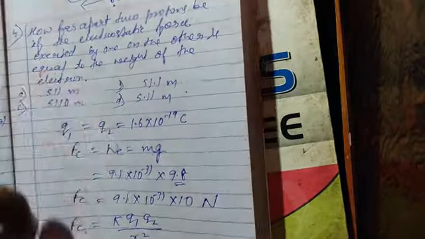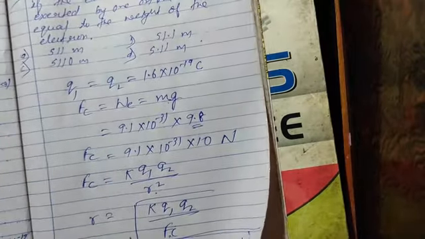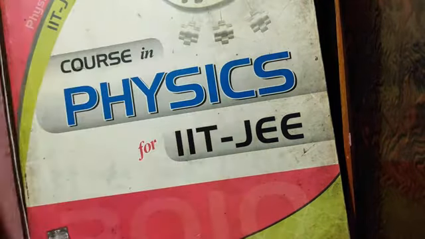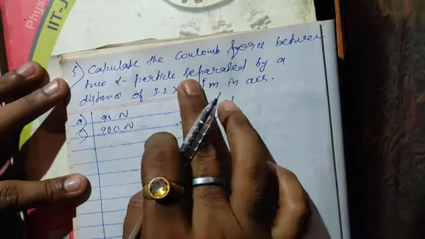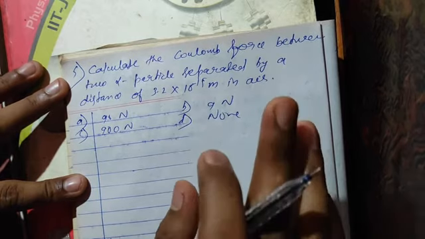So you will calculate on your own, but this is the method of calculation of the numerical. Now moving to the next numerical. The next question is: calculate the Coulomb force between two alpha particles separated by a distance of 3.2 into 10 to the power minus 15 meter in air.